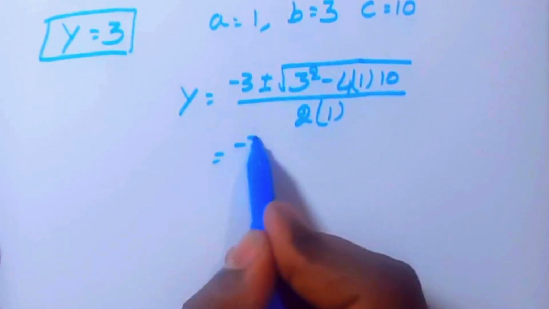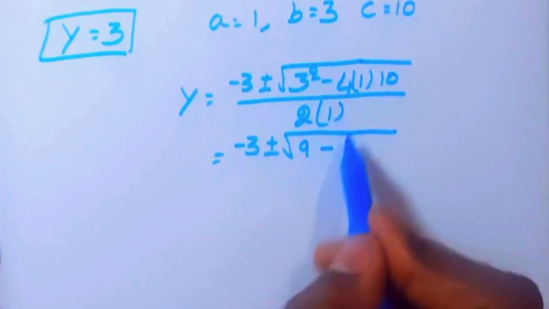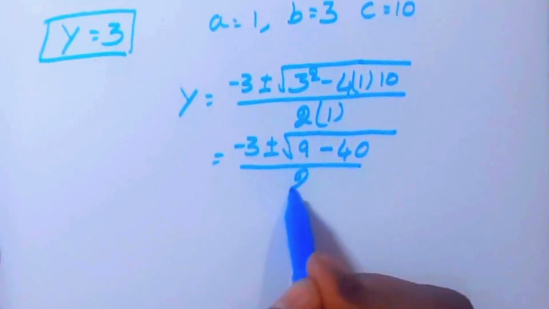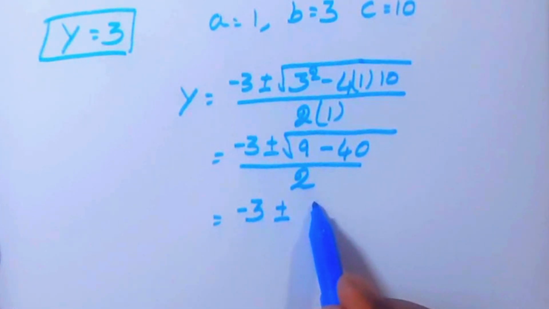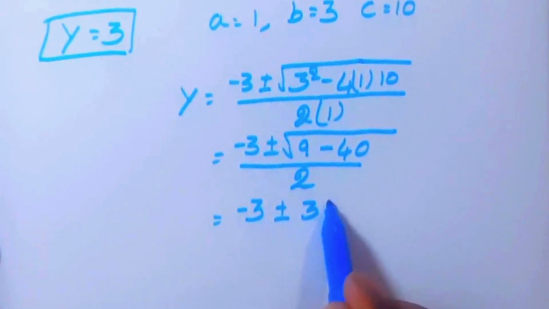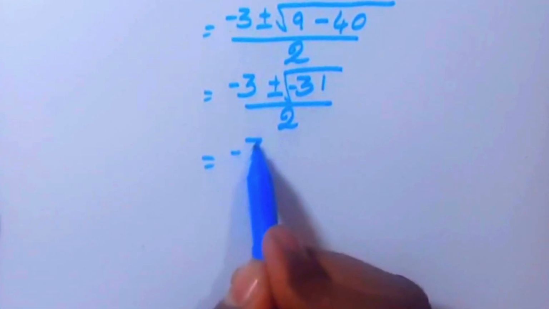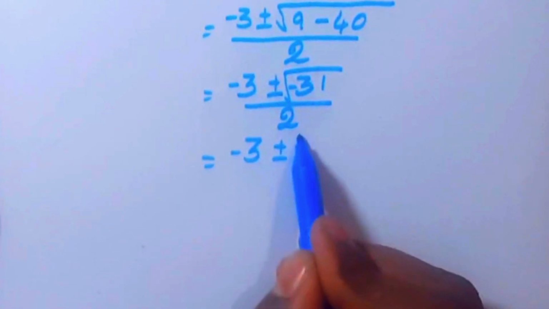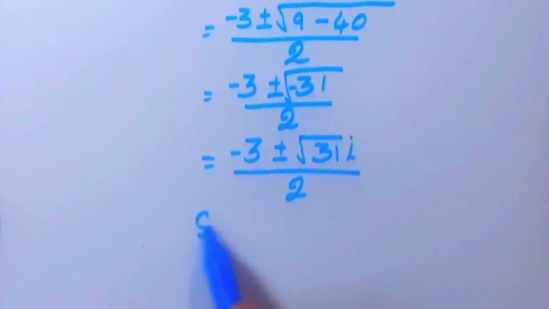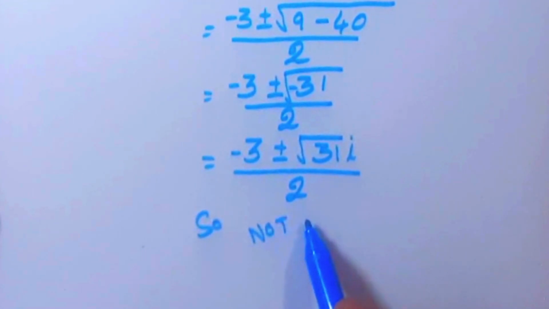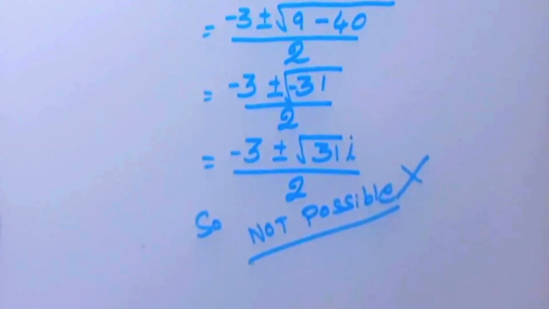Now -3 ± square root of (3^2 is 9, minus 40, which is -31) divided by 2. Now (-3 ± square root of 31 i) / 2. So not a possible solution, so we are rejecting this.